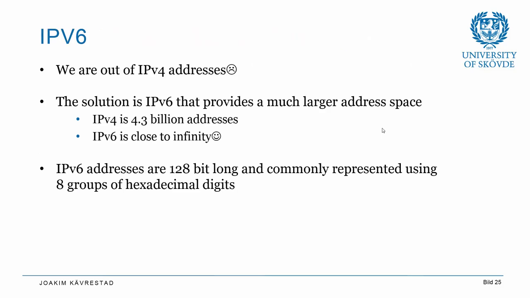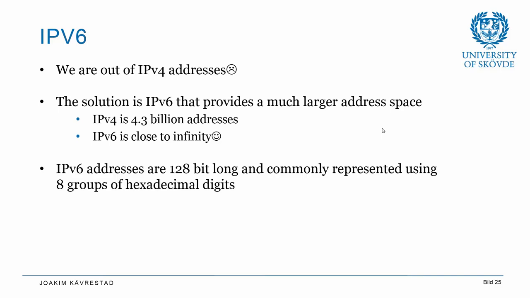So that's it for IPv4 addresses. Unfortunately, we happen to be out of them since a few years back, so now we have something called IPv6. The difference between IPv4 and IPv6 is mainly that we have a much larger address space with IPv6. While IPv4 is about 4.3 billion addresses, IPv6 contains close to an infinity of addresses.